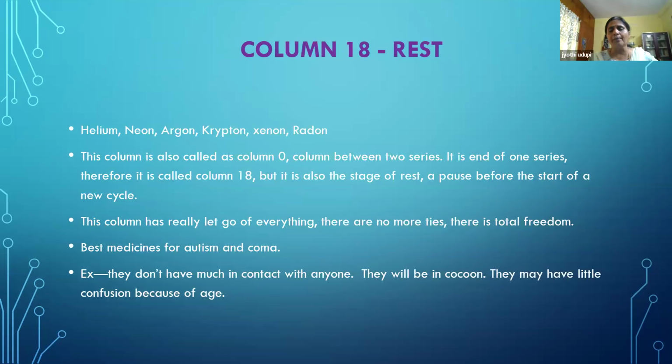Column 18 is rest. Helium to radon. This column is also called column 0. Column between two series. It is the end of one series. Therefore, it is called column 18. But it is also the stage of rest. A pause before the start of the new cycle.